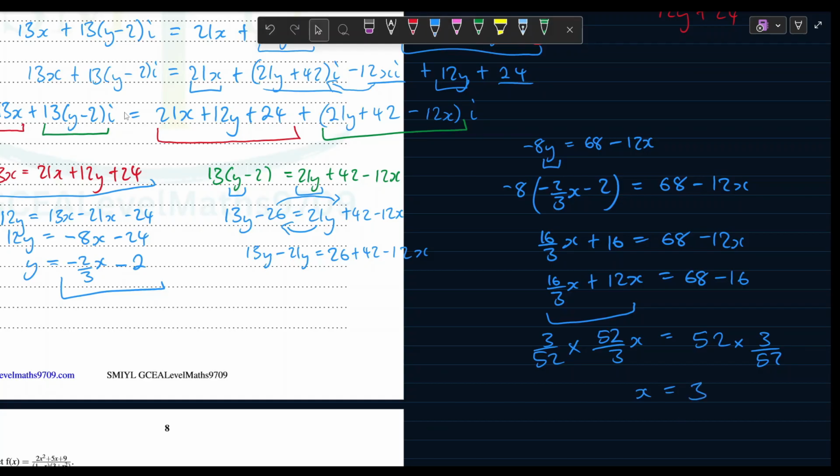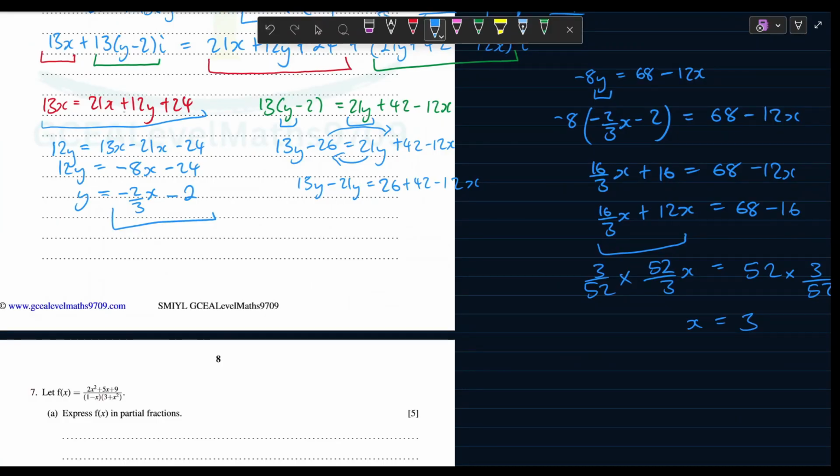Now that we know what x is, we can find our y using this equation here. So y is equal to negative 2/3 x, which is 3, minus 2. So if you punch that into the calculator, well, that's just negative 2, so negative 4. So we get that therefore our z, we said z is in the form x plus iy. And our x is 3, so it's 3. Y is negative 4, so 3 minus 4i. This would be our final answer.